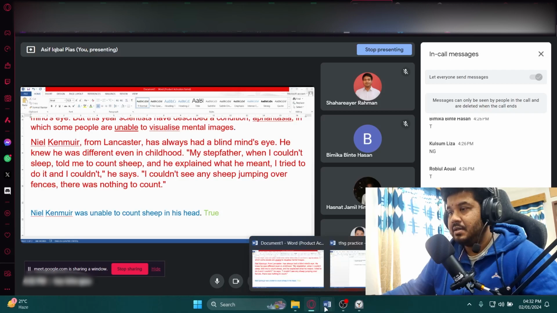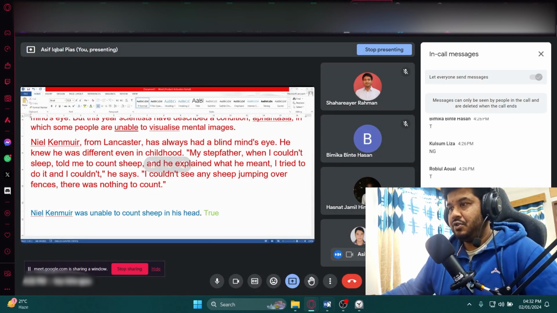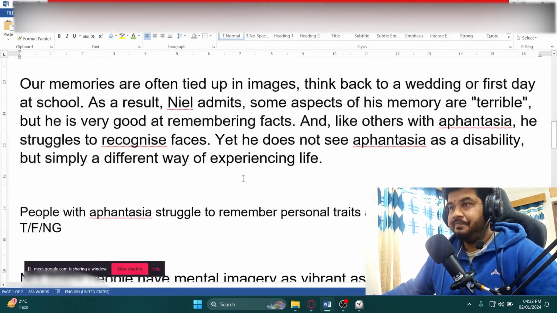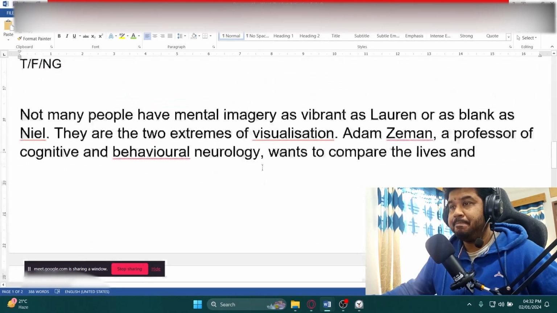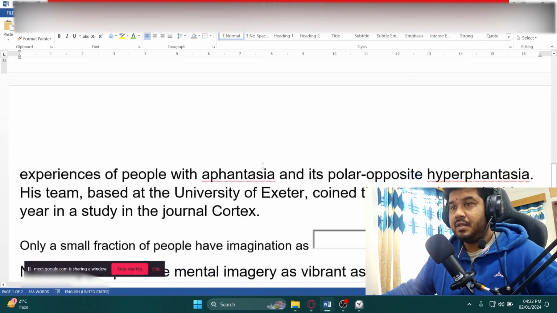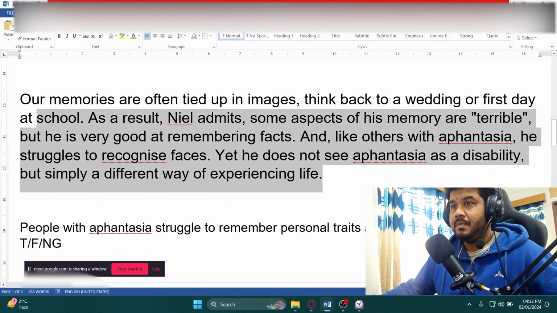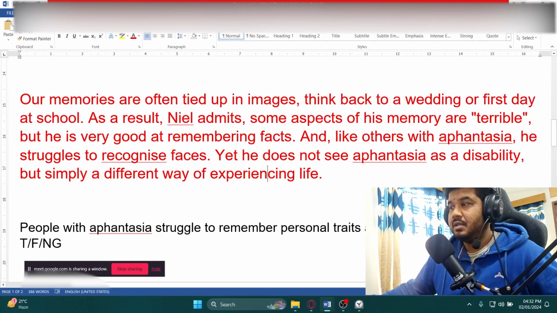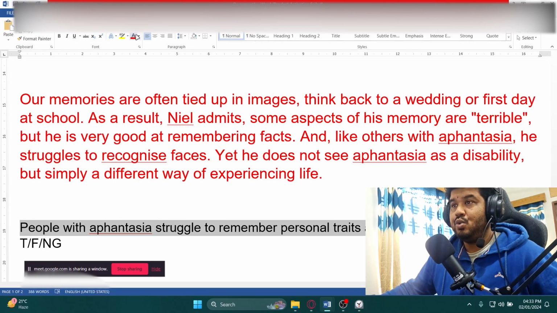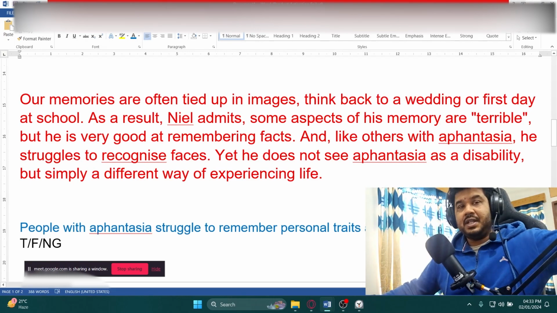All right, excellent. So this is how we can approach true, false, not given type questions. Now, here is another one that I want you to try. This is red, and this is blue. Again, this is somewhat like a continuation of that.